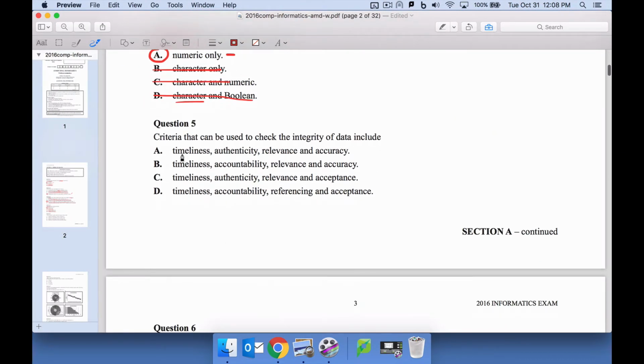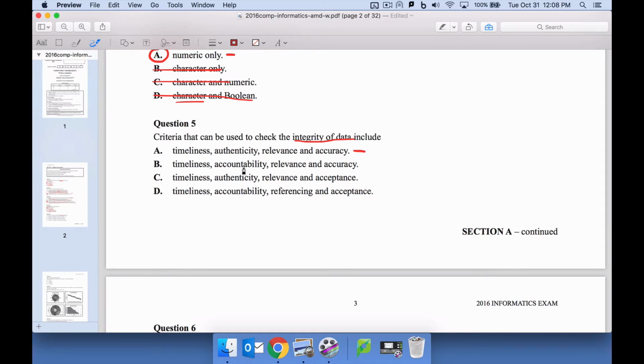Question 5. Criteria that can be used to check the integrity of data include. We need to know all the things that can be categorized under checking the integrity of data, or ensuring that data has integrity. So, timeliness, that is one, yes. Authenticity, that's one, yes. Relevance, that's one. And accuracy, that's one. But we have a few more that look very similar, so let's just put that one as a maybe yes and not check that one off yet.